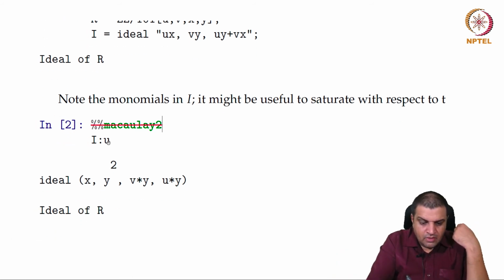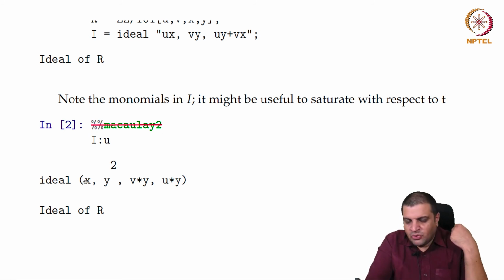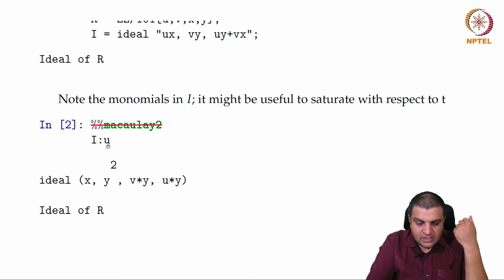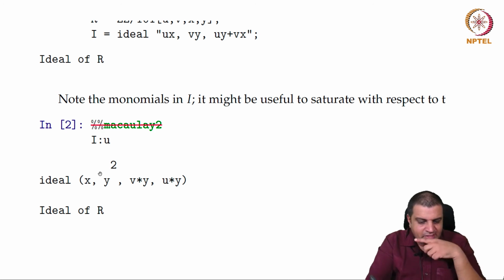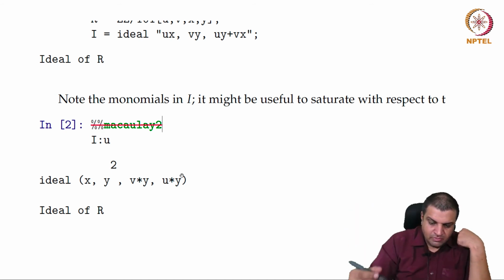Then we ask for I:u. It says x, y squared. So it would have in some way calculated this. We will discuss how these things are calculated in the next lecture, or maybe after that. It says x is there, and if x is there, then y should be there, uy should be there. So it saturates this one.